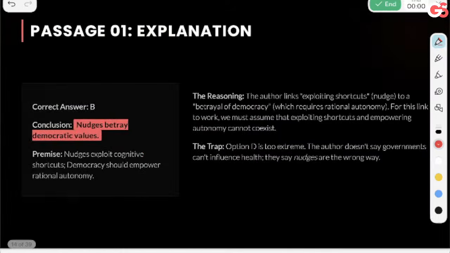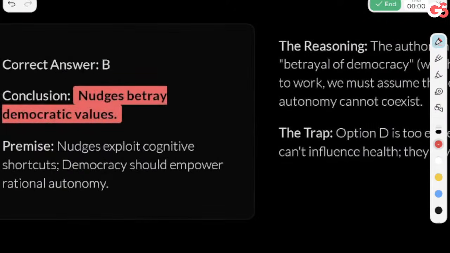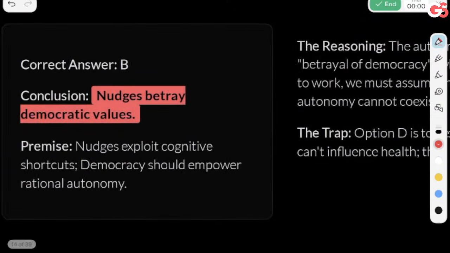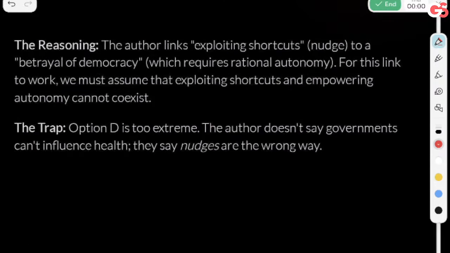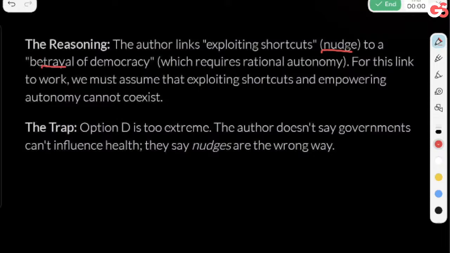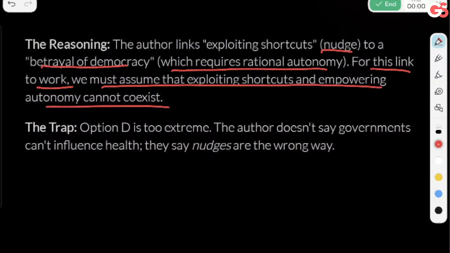The answer choice was also a bit easy. Nudges betray democratic values. Premise was: nudges exploit cognitive shortcuts, and democracy should empower rational autonomy. Reasoning here is the author links exploiting shortcuts, the nudge, to a betrayal of democracy, which requires rational autonomy. For this link to work, we must assume that exploiting shortcuts and empowering autonomy cannot exist together. So here the assumption should be: exploiting shortcuts and empowering autonomy cannot coexist.